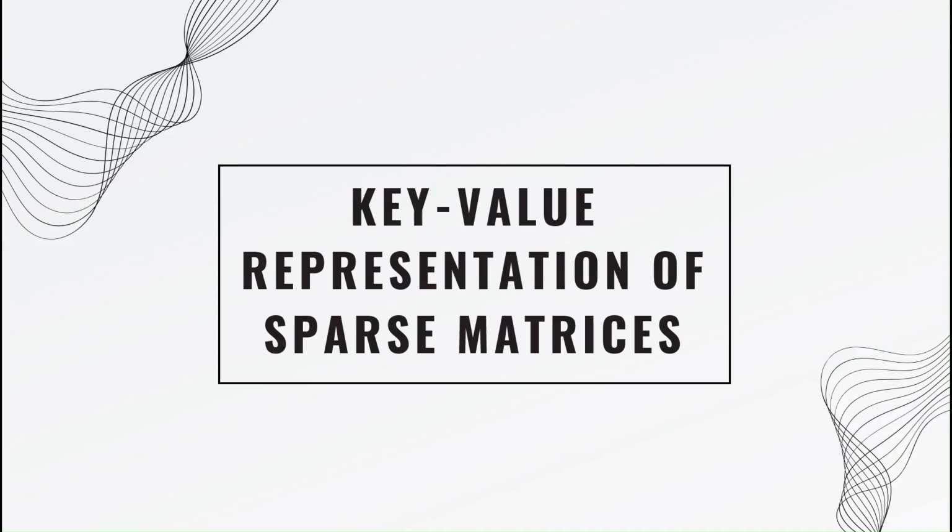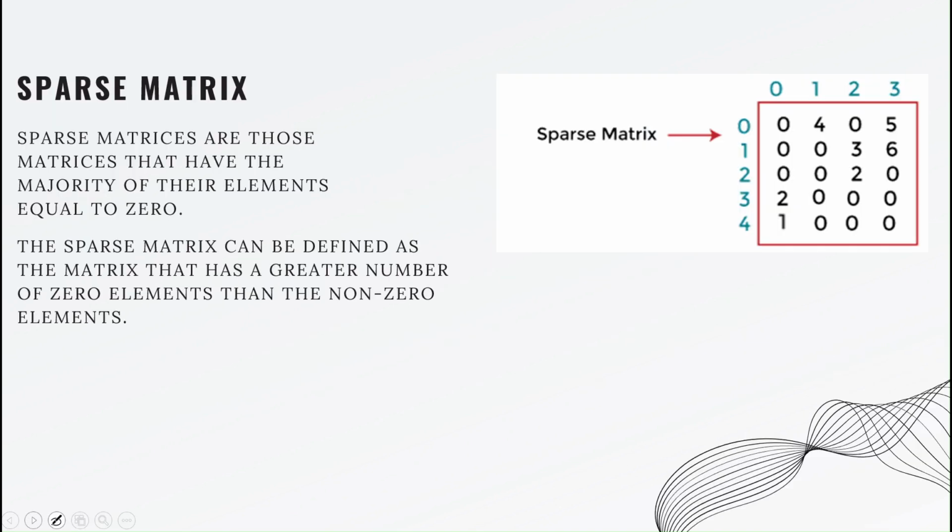Hello everyone. So the topic we are going to discuss today is key value representation of sparse matrices. And before we go deeper into this topic, let us first know what sparse matrices are. So sparse matrices are basically those matrices which have a majority of zero elements compared to non-zero elements. So for example, let us take this matrix, and as we can see, there are majority of zero elements compared to non-zero elements. So this makes it a sparse matrix.